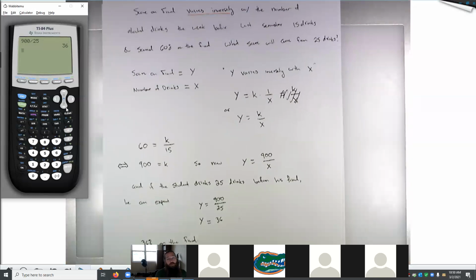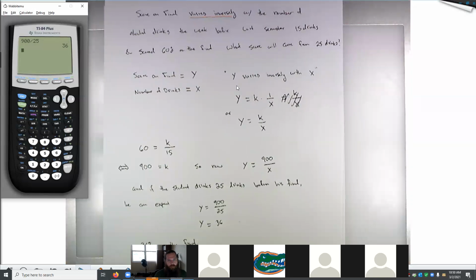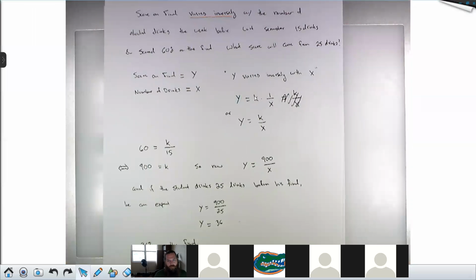So inversely proportional means the first variable is equal to some constant times the reciprocal of the second variable. Or equivalently, the first variable is equal to a constant over the second variable. So the score on the final varies inversely with the number of drinks, means the score on the final is equal to some constant over the number of drinks. The first thing you need to do on these sort of problems is pick some variables, though. I think these problems can be intimidating at the start because they don't tell you what sort of variables to use.